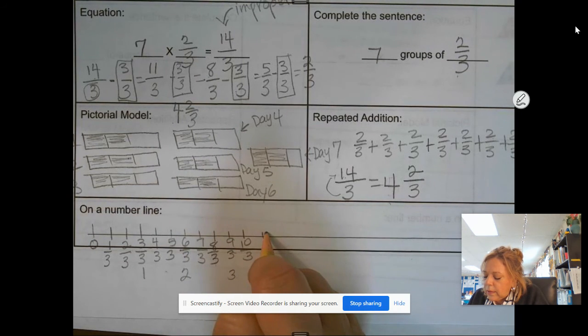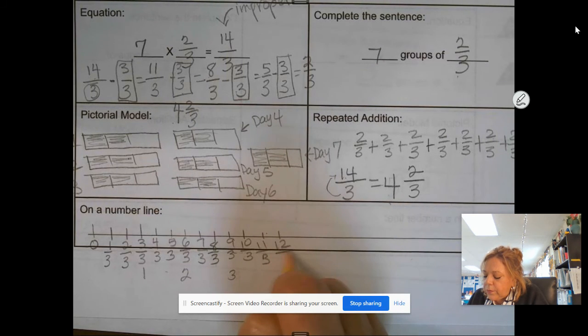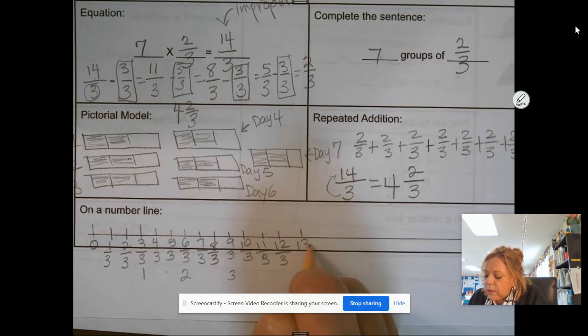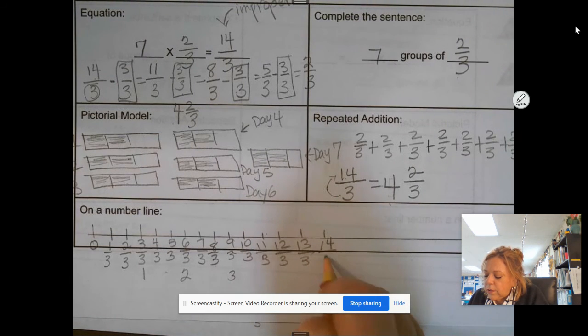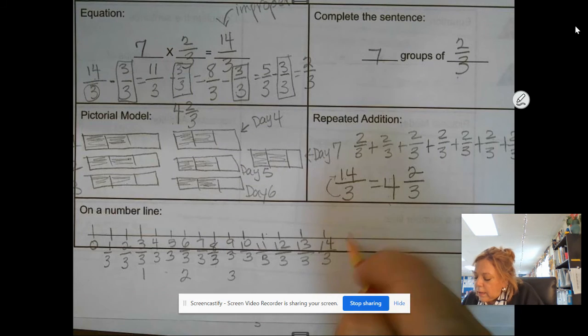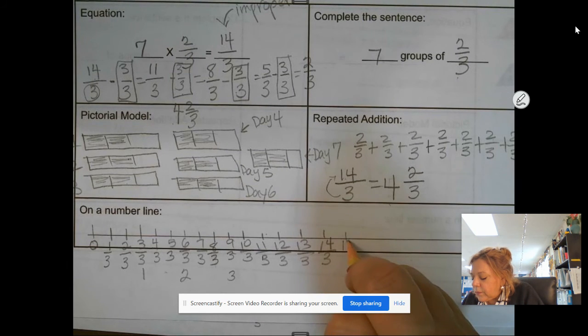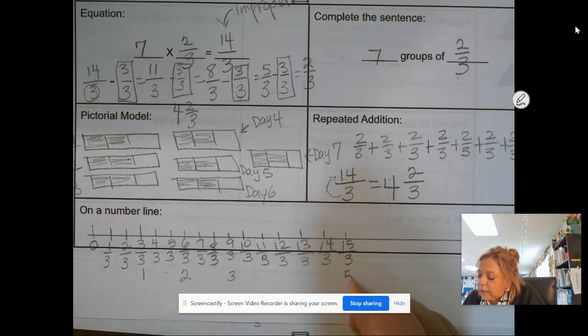10/3, 11/3, 12/3, 13/3, 14/3. I keep going. 15/3, and that makes it 5. And I can keep going.